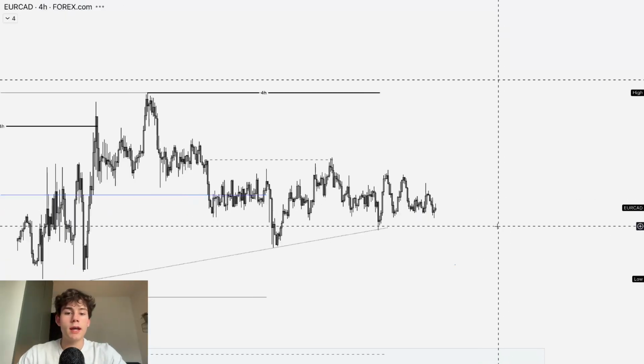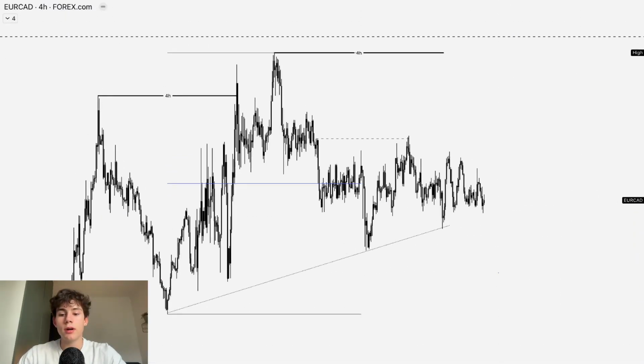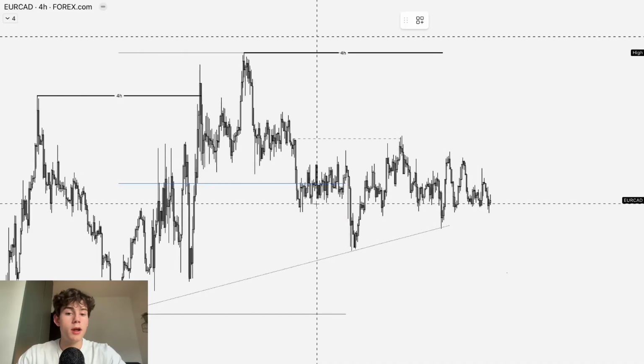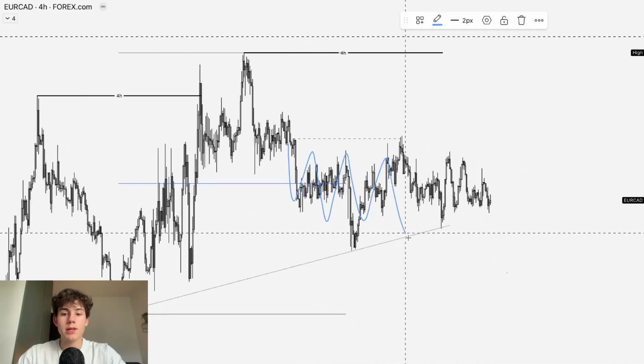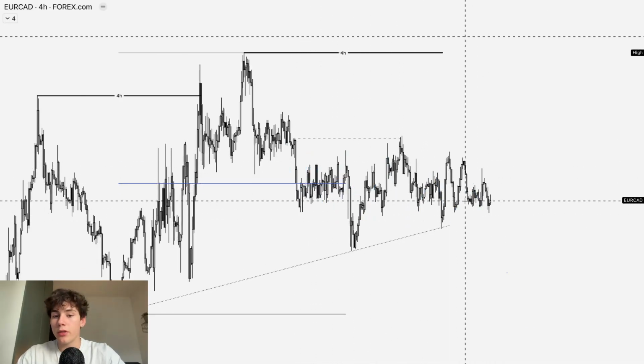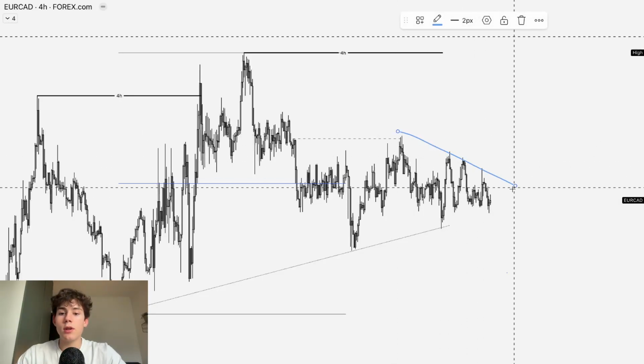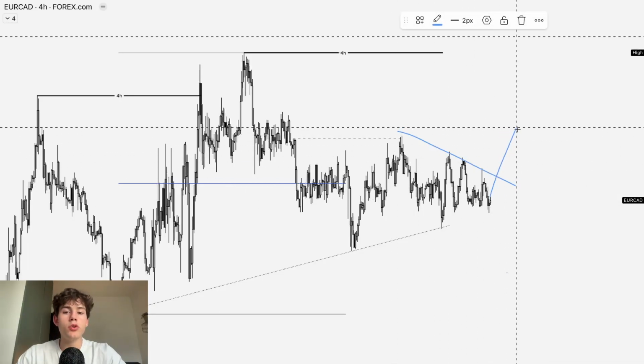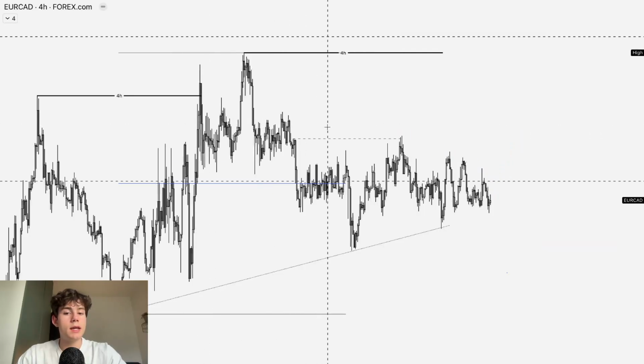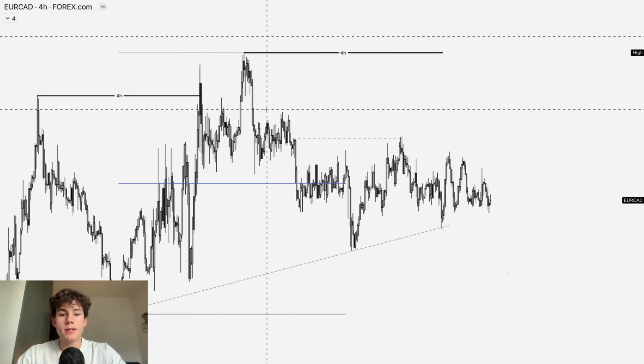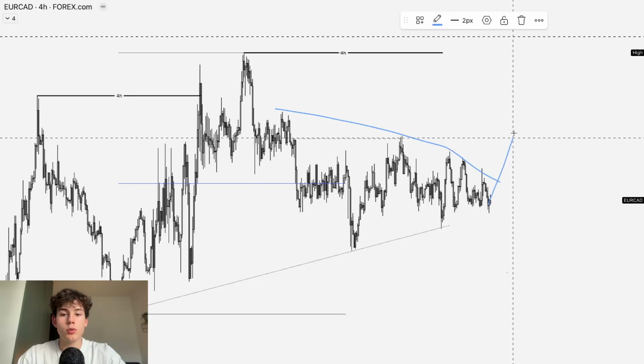Looking at EuroCAD, as you can see, I'm not going to review this pair because we're just consolidating and I don't know what to do at the moment. If we take liquidity above the highs, you could look for shorts, but again, that's not something I would advise here. We have a lot of liquidity open, so we could trade up higher.